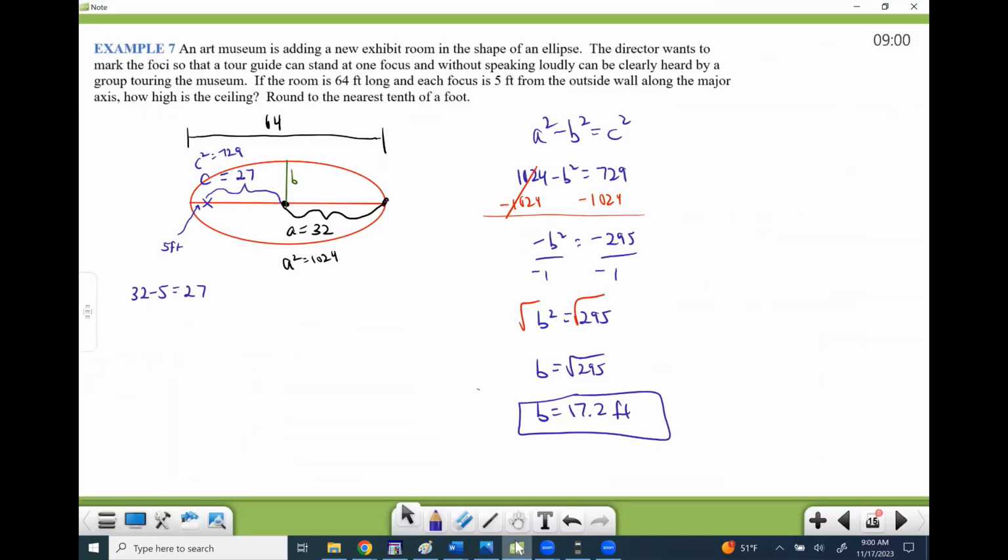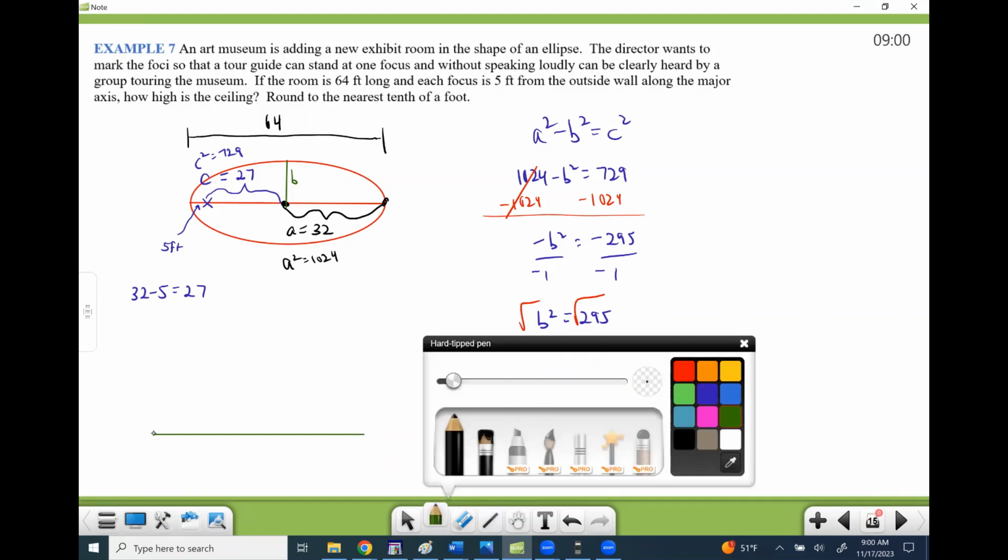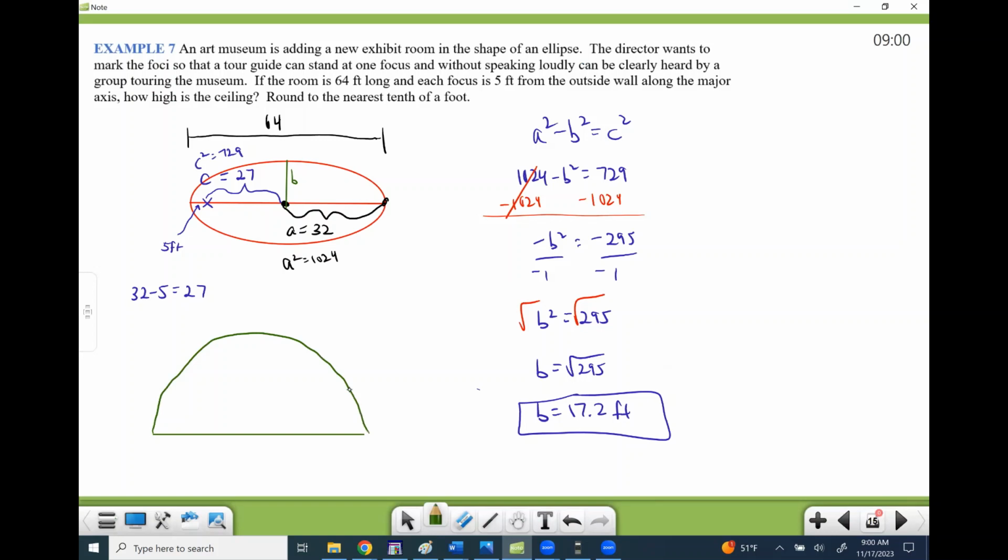Because basically you're saying this is the ground right here. So you have the ground and the ellipse part of it, you're only taking half of it. And so when we found B, we've actually found the height of the ceiling. So maybe this is the answer.